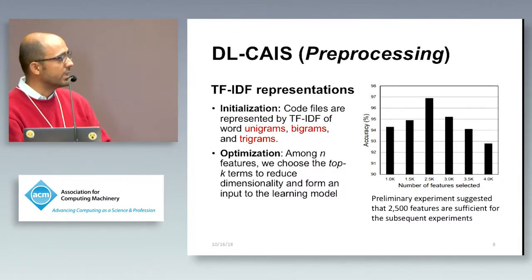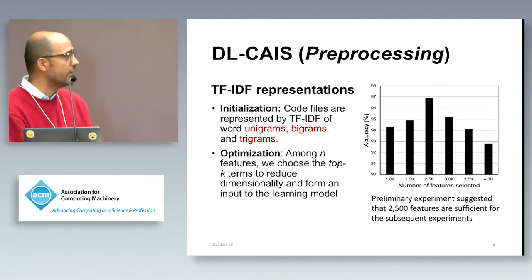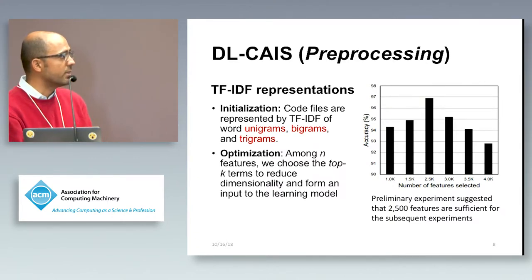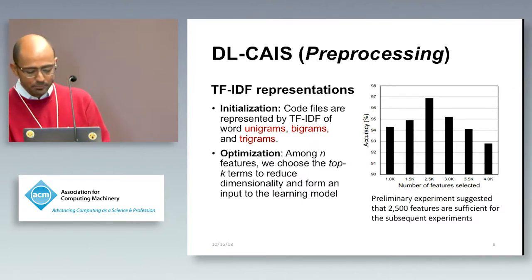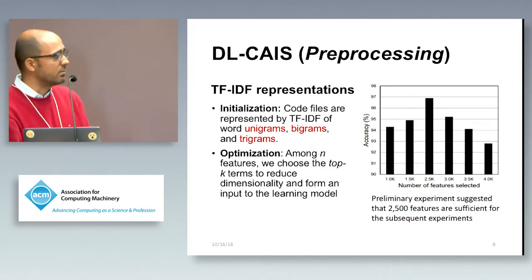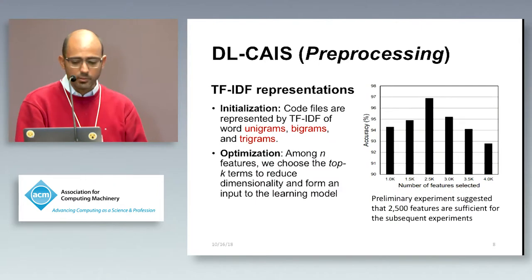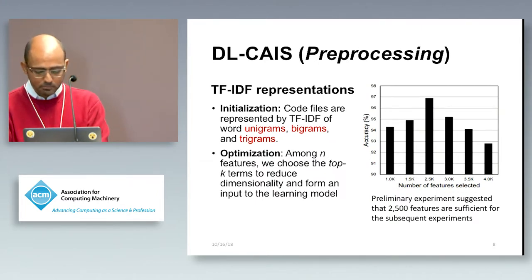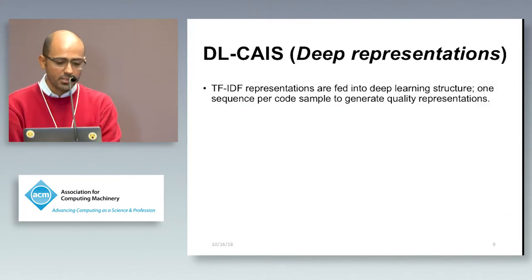If you look on the x-axis, we have the number of features selected. Starting from 1,000 in increments of 500, we just pick a rough number that would maximize the accuracy. This is not necessarily the maximal or optimal, but a good accuracy that is reasonable for us. And so that is for pre-processing.